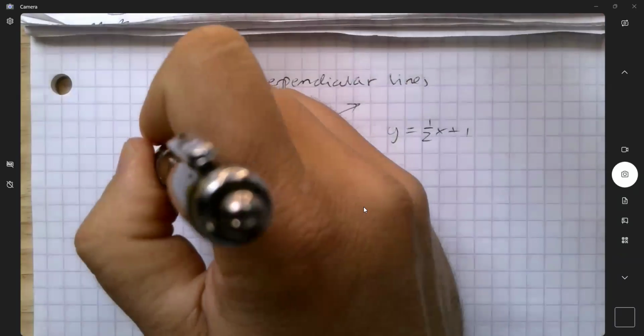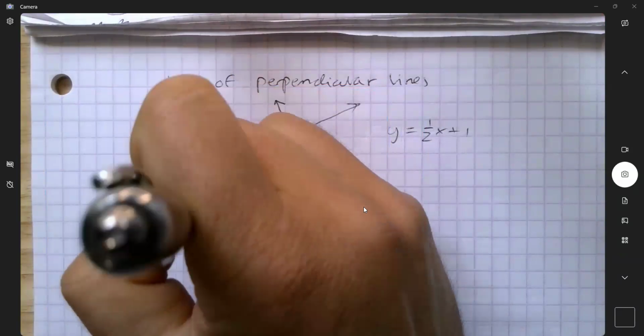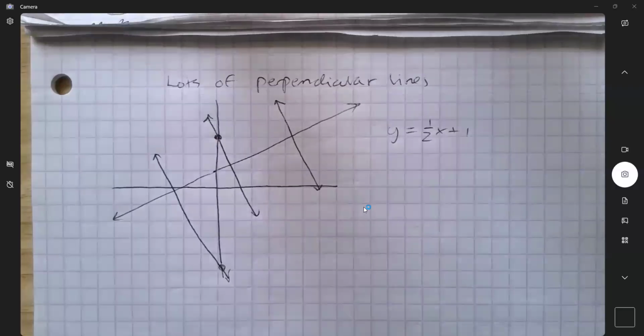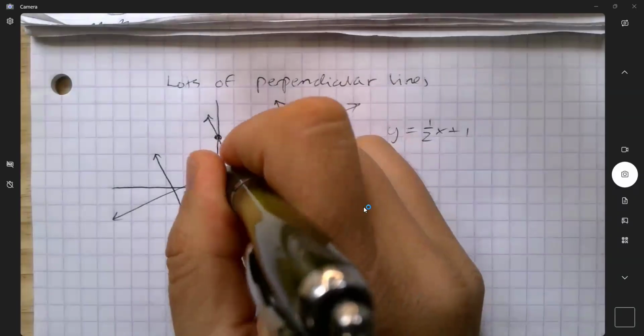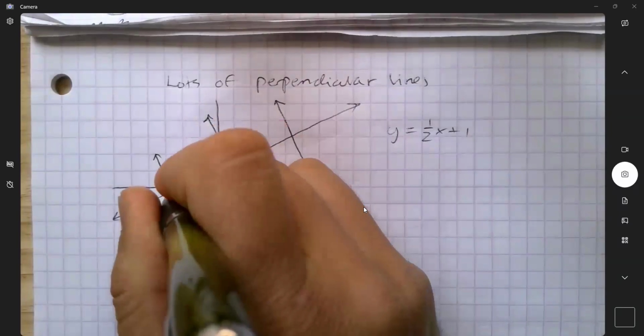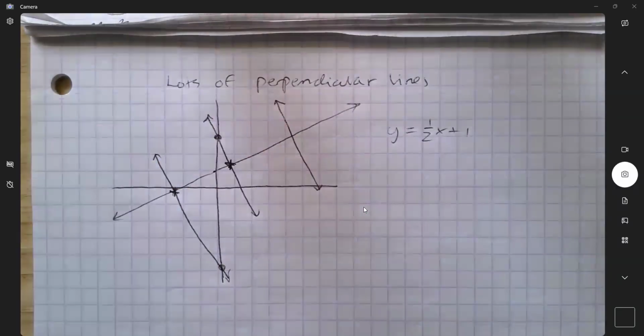And here's another of my perpendicular lines. Let's see if I can draw this. And this time the y-intercept's going to be way down there. So finding the y-intercept of a perpendicular line is not as simple as just saying how much above or below is that line. What you do is you have to figure out where these lines meet and then backtrack to the y-intercept. So I'll show you one example of that.